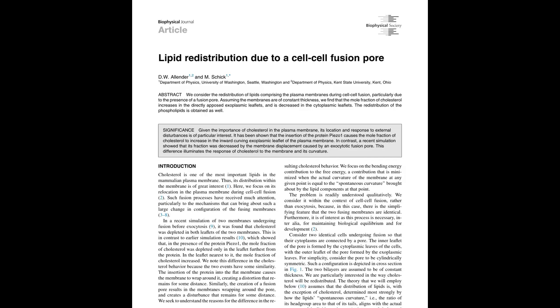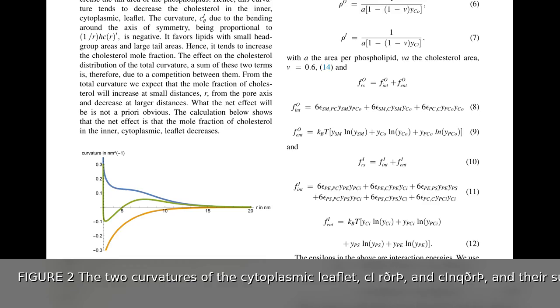fusion pores. Figure 2 illustrates the two principal curvatures of the cytoplasmic leaflet, labeled C_R and C_Q, as well as their sum, the total curvature. The first curvature, C_R, is positive at all distances from the pore axis, reflecting bending in the radial direction, while the second curvature, C_Q, is negative at all distances, representing bending around the axis of symmetry.